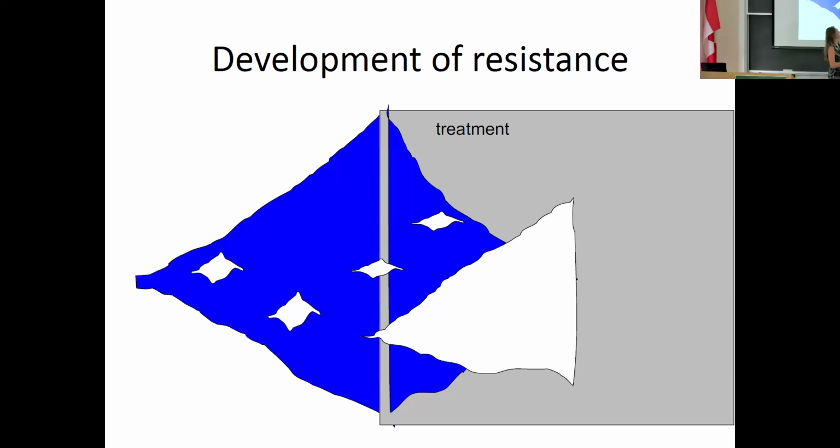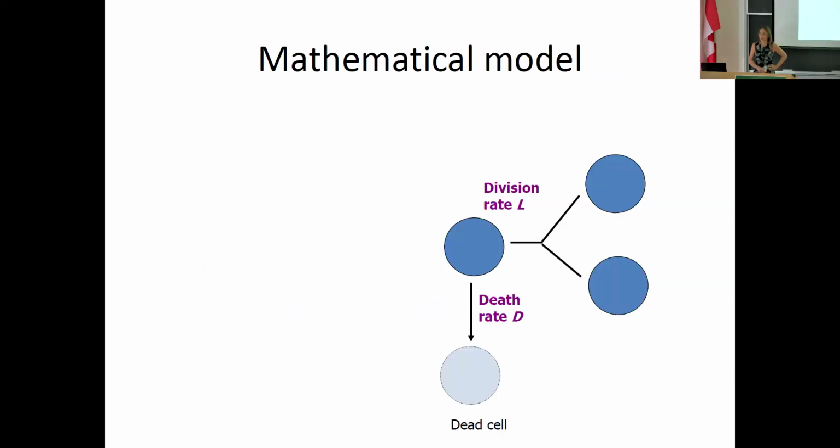Because when you start treatment, this colony is not susceptible, and if it's a successful colony, it just grows. So that's treatment failure because of resistance. So how do we incorporate resistance in the mathematical model? So this is the first part that I showed you.